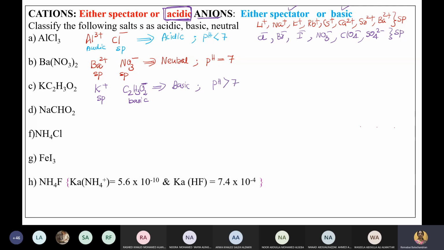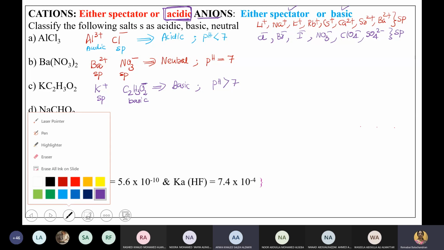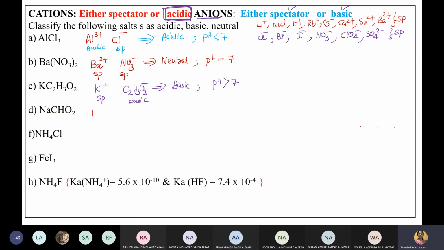Okay, next one. Tell me, please. Na plus and CHO2 minus. Na plus, spectator or acidic or basic? Spectator. Next one is acidic or basic or spectator?